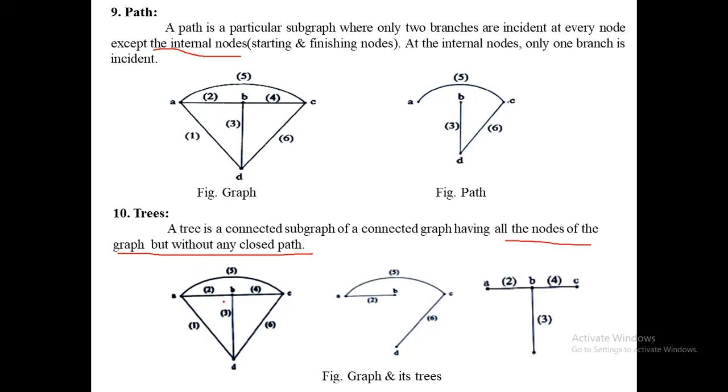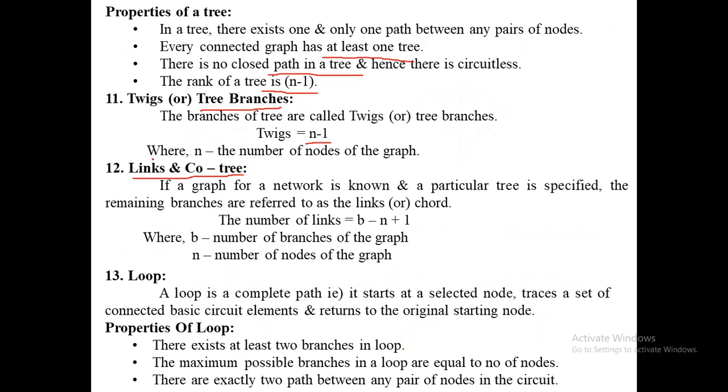Consider this graph. Here let us choose this as the tree. Then the remaining branches are this 5, this 1, this 6. We can say the number of links of this graph is 3. These are called links or co-tree. We can calculate it using the equation b minus n plus 1.